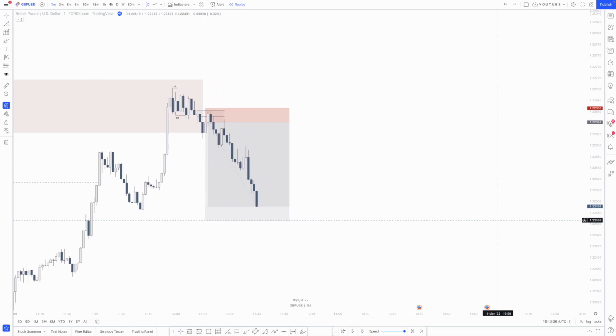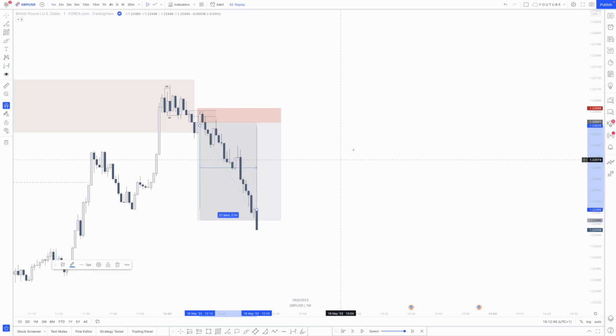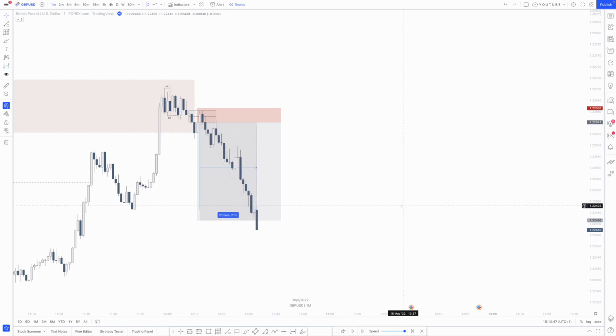But this trade was pretty straightforward, a textbook setup, and we run to TP. If I just measure this here, we got tagged in on this candle, and then we took TP right here. So 21 minutes, 7R, really nice trade.